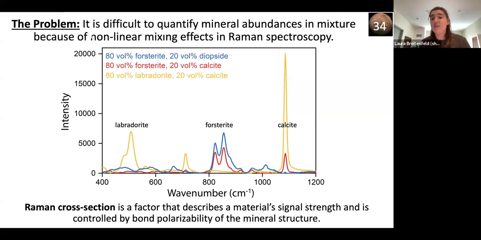However, when we look at the spectra themselves, if you look to the far right of this diagram, you can see that the calcite signal at 1080 wavenumbers has two drastically different signals between these mixtures. So despite both having 20 volume% calcite, their signal strength changes. And this is because of what they are paired with. The mixture of calcite with forsterite will have a different signal than when calcite is mixed with labradorite. So this can give you a sense of why this is such a difficult problem to address.